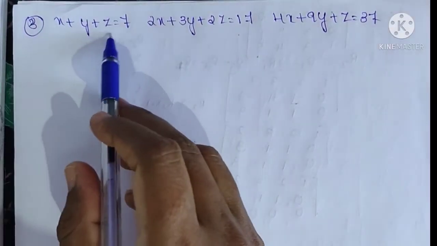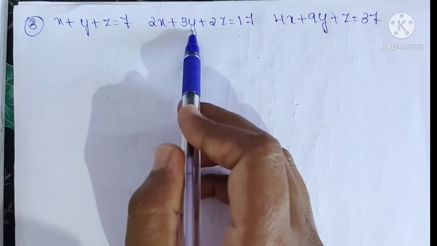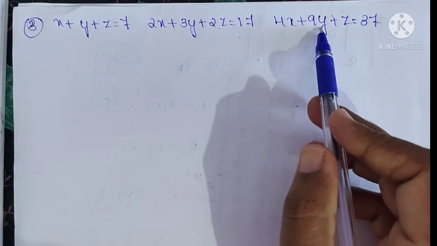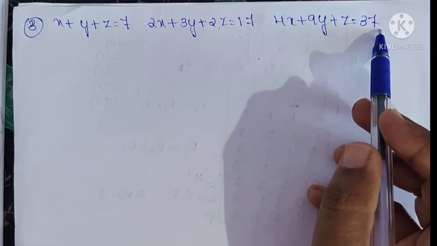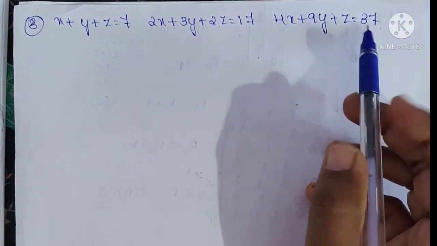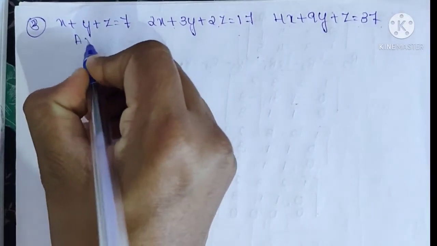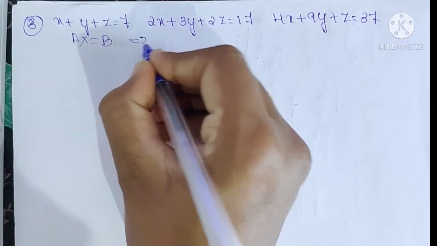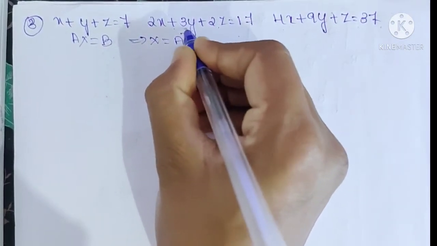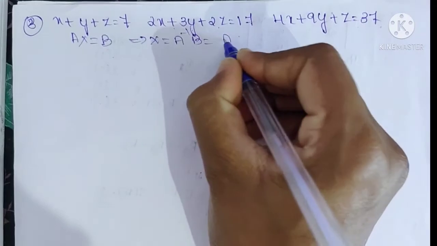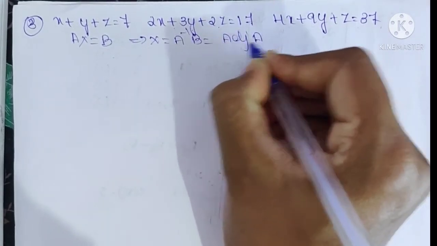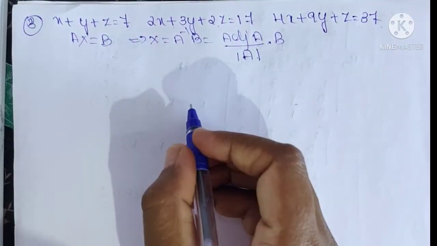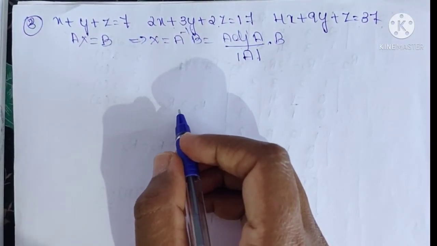Problem: x plus y plus z is equal to 7, 2x plus 3y plus 2z is equal to 17, 4x plus 9y plus z is equal to 37. Solve by matrix method. To solve by matrix method, first you consider the given equations in the form Ax is equal to b. This implies x is equal to A inverse into b. A inverse is adjoint of A divided by determinant of A. First we have to find the adjoint of A and the determinant of A.